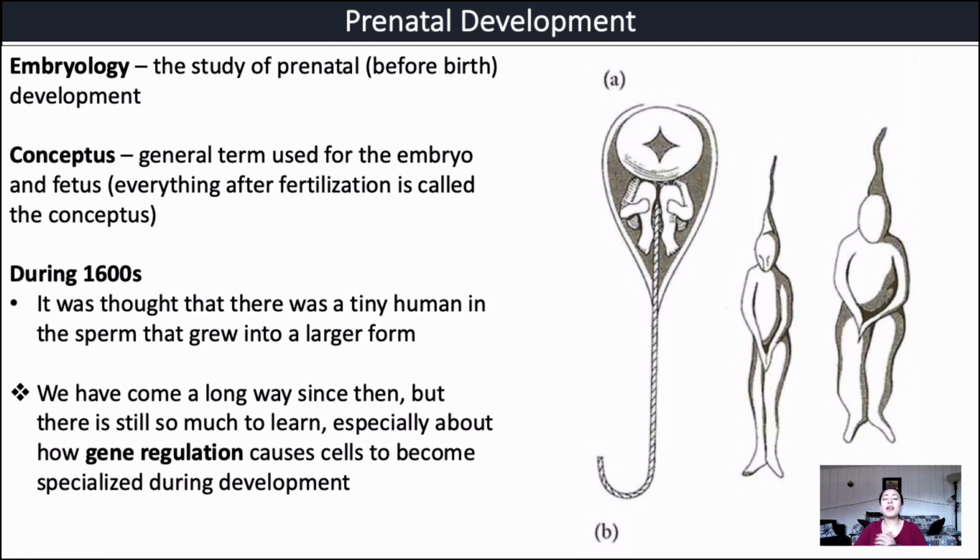One thing I would like to point out is that we've come a very far way in understanding prenatal development. It was only a little over 300 years ago that it was thought that there was a tiny human living inside the sperm that grew into a larger form. So people used to think that really the man was the only one contributing anything to the new human, and the female was just a vessel to carry that new human. We have come a long way since then, but there's still so much to learn, especially about how gene regulation causes cells to become specialized during development.